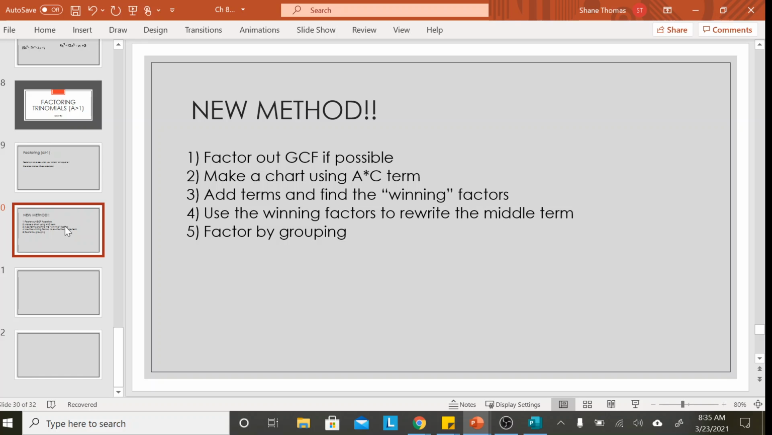First thing you want to do, factor out the GCF if possible. And this would be the GCF of every term. So if everything multiplies by 2, for instance, pull out the 2. It's going to make it easier on yourself. Second, make a chart using A times C. Then add the terms, just like we did in the first method whenever A was 1. Find what we're going to call the winning factors. And then we're going to rewrite using the winning factors. And then factor by grouping.